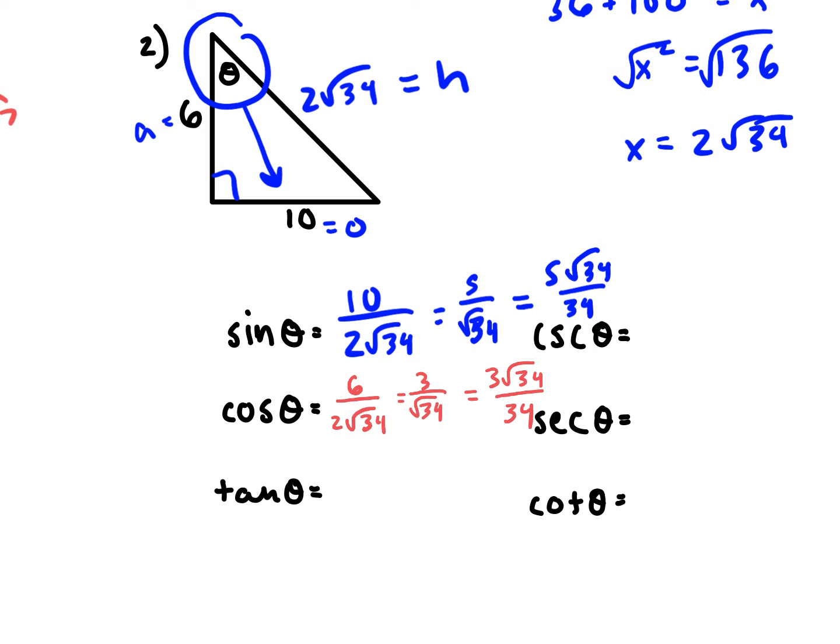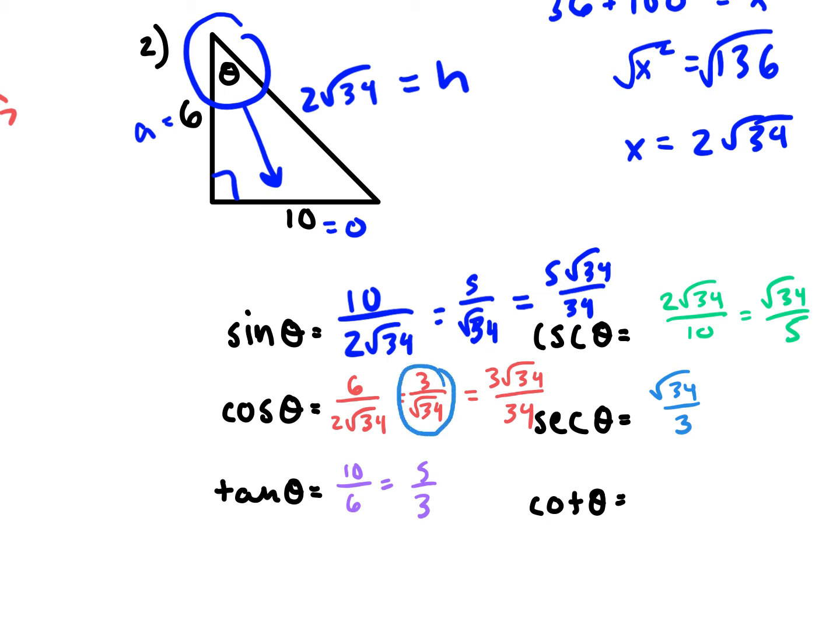Next we have tangent. Tangent is opposite over adjacent. So that would be 10 over 6, which simplifies to 5 over 3. And then for our reciprocal functions, we just flip them. So cosecant would be 2 square root 34 over 10, which simplifies to square root 34 over 5. Secant would be square root 34 over 3, because I just flipped this one.